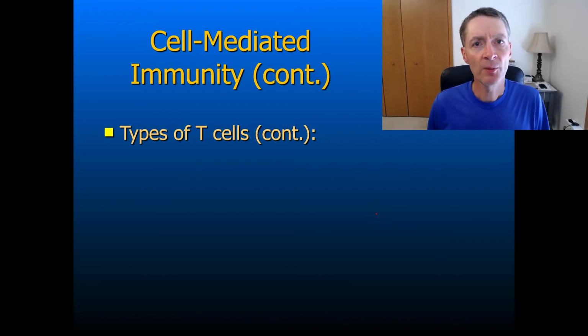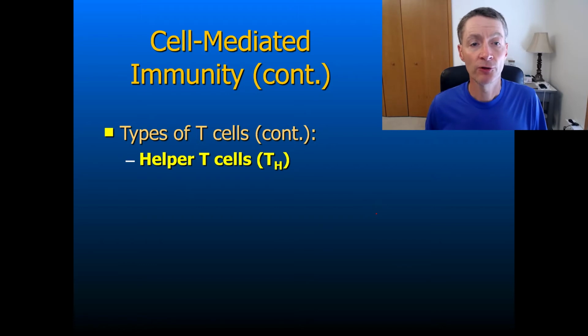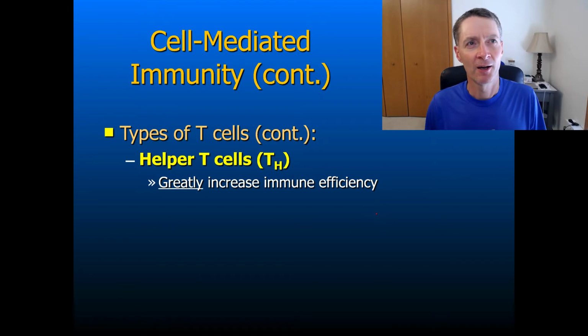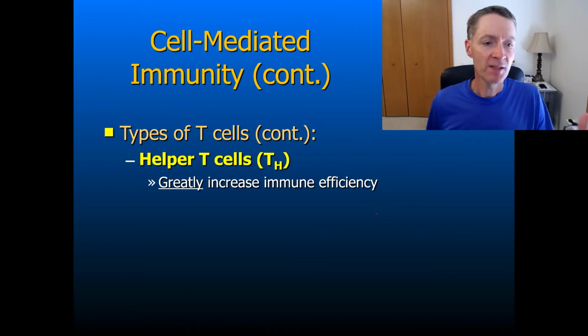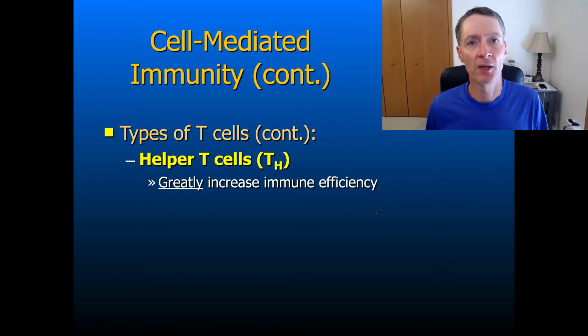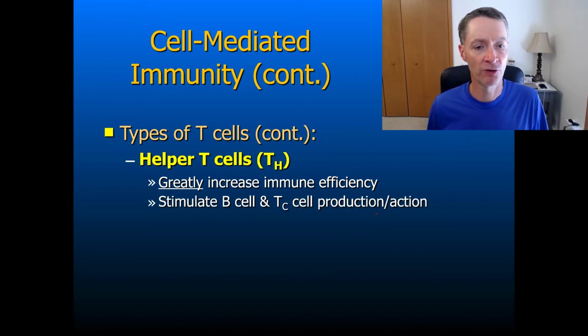All right, so what are some of the other kinds of T cells out there? Well, there are helper T cells, which I put in bold here because they really don't get enough credit by just thinking of them as helpers, right? Well, somebody helped me do something. That suggests that I did it and somebody else kind of chipped in, right? Well, these helper T cells are really the hub of the immune system. They greatly increase immunity efficiency, and we will address them in a second. They're very important to activating and stimulating the entire immune system.